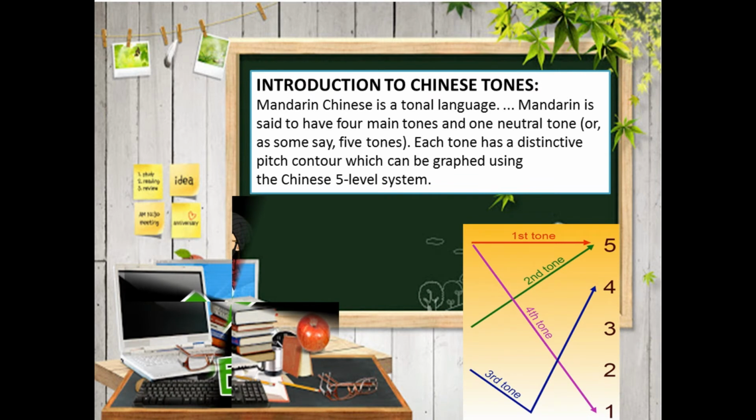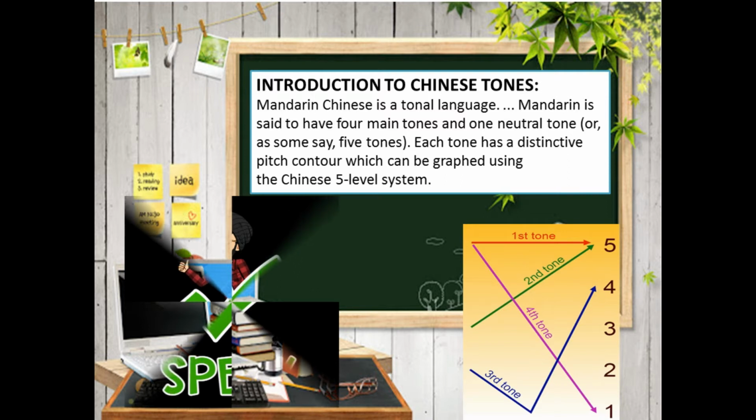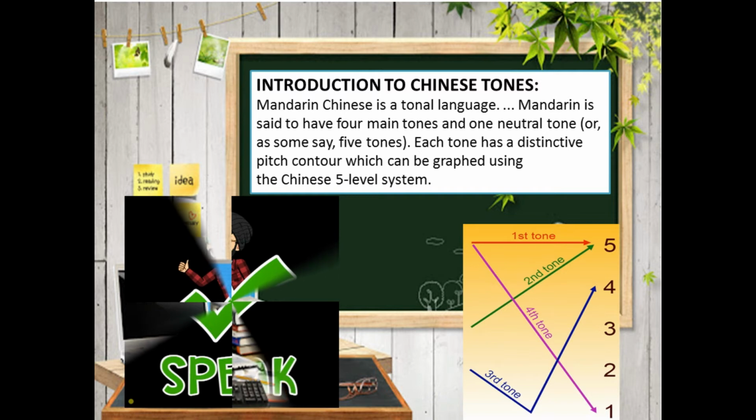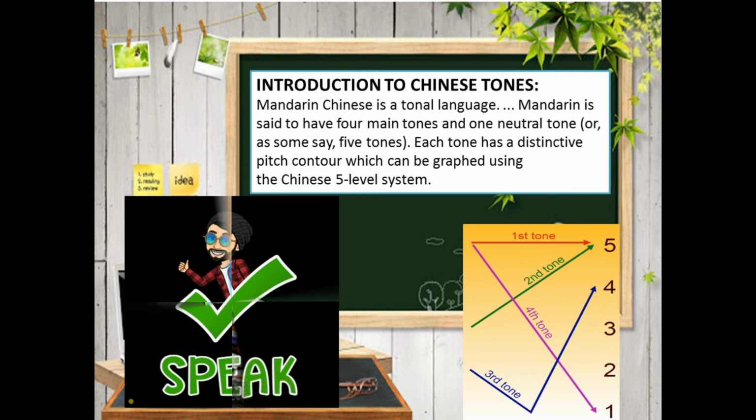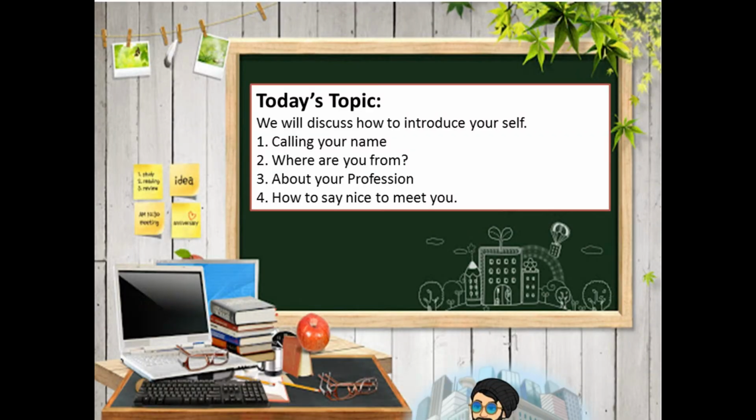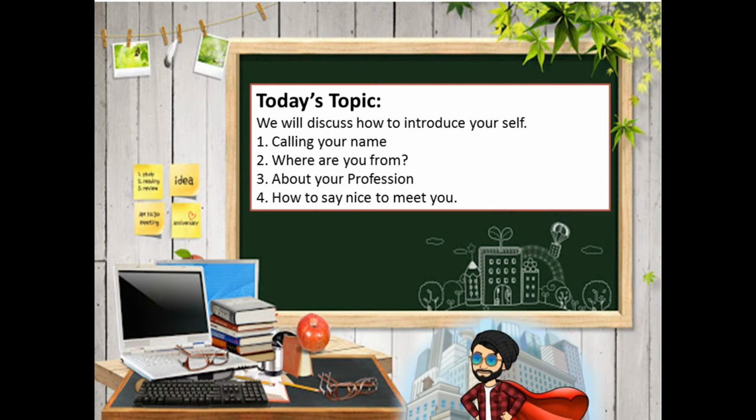Now you have an idea about how many dialects there are in the Chinese language, and also how many tones: four main tones and one neutral tone. We will discuss these tones in brief in the next video, where I will explain with more examples, so you will have a better idea regarding the tones in Mandarin Chinese. So in today's topic, we will discuss how to introduce yourself.